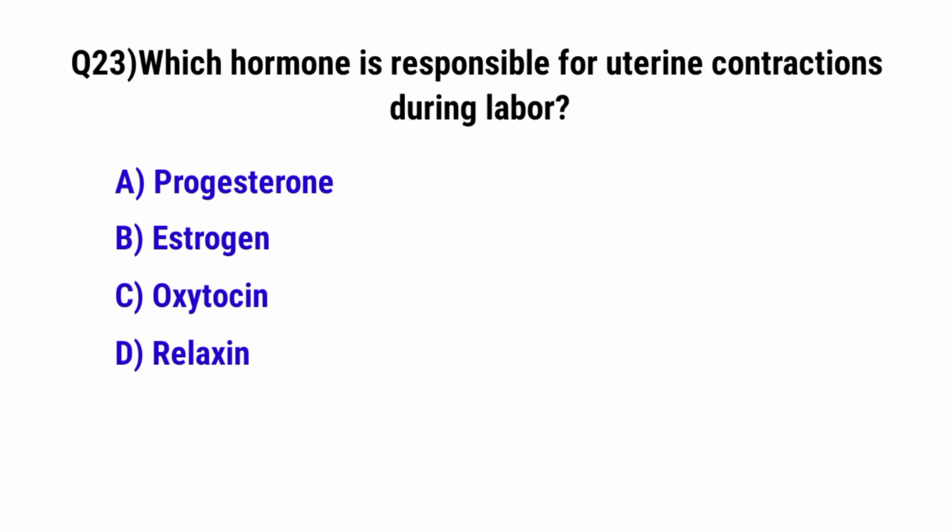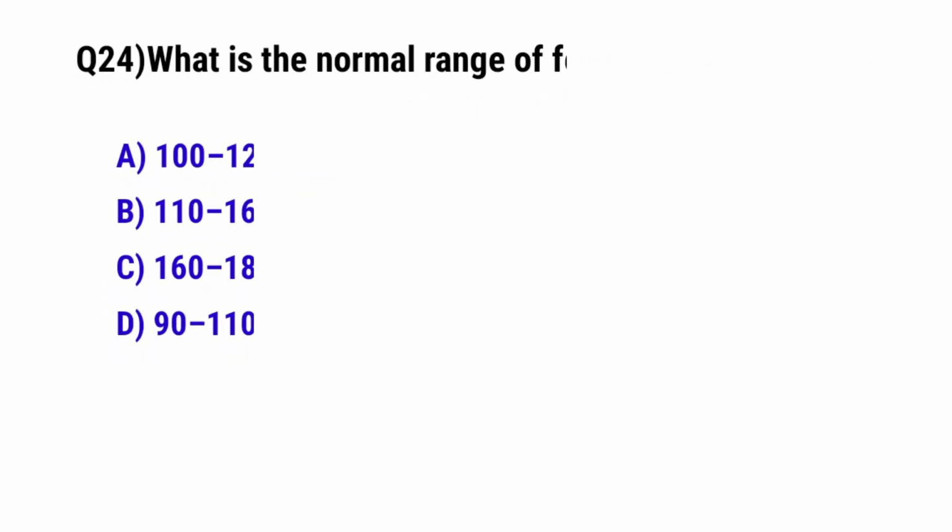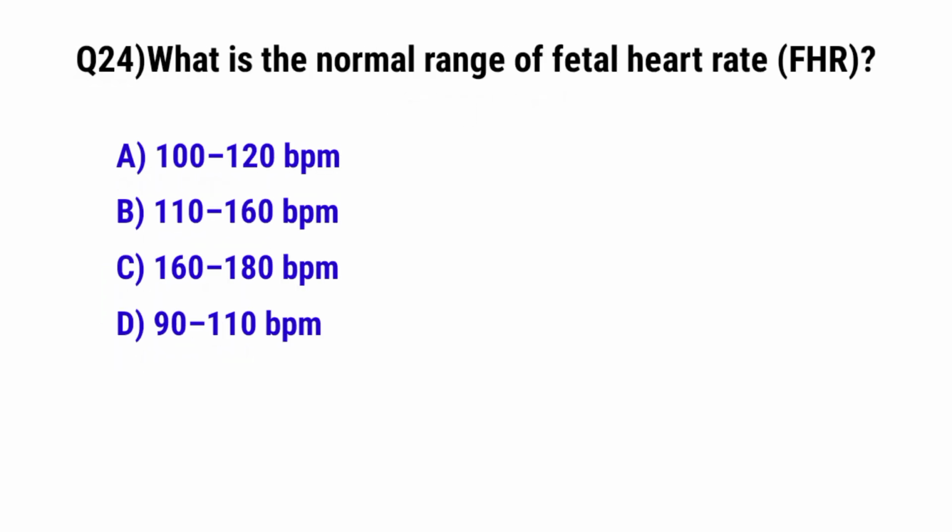Question number 23. Which hormone is responsible for uterine contractions during labor? The correct option is C. Oxytocin. Question number 24. What is the normal range of fetal heart rate? The correct option is B. 110 to 160 beats per minute.